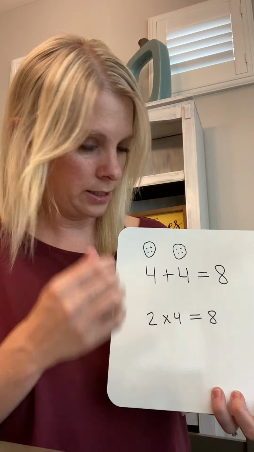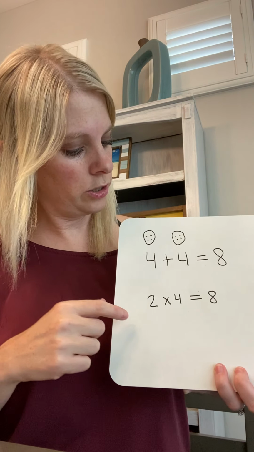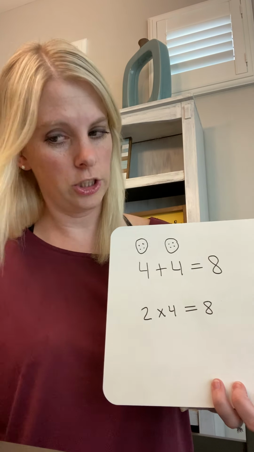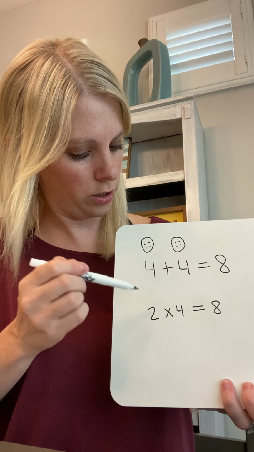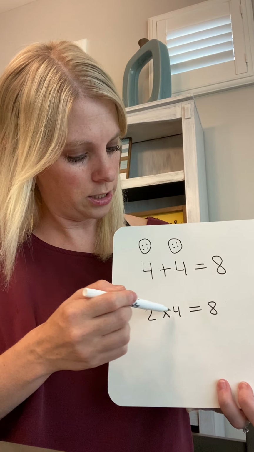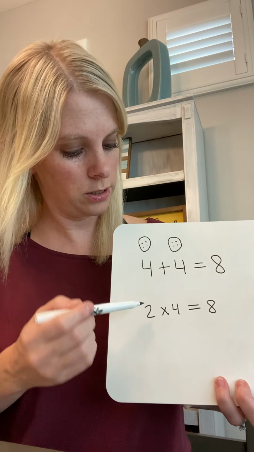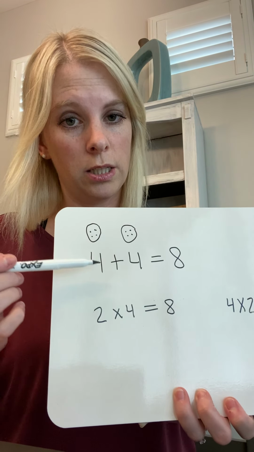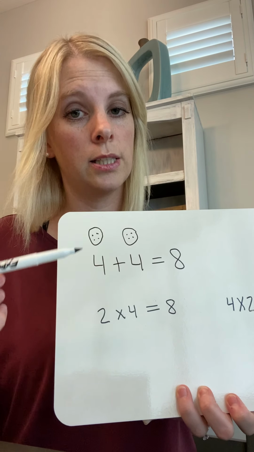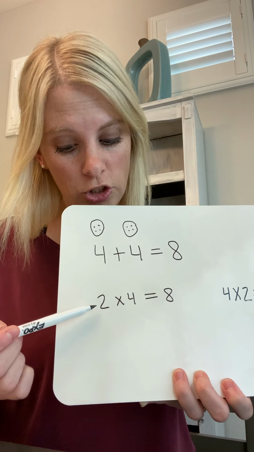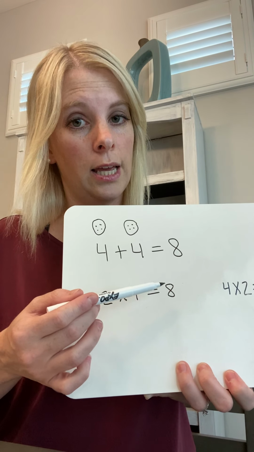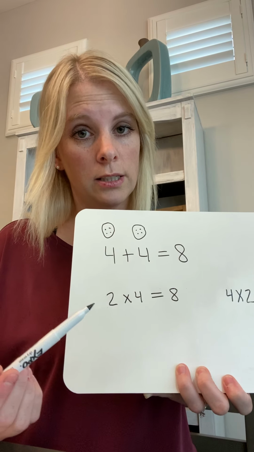I could say, well, in order to make that a multiplication problem, I could do 2 times how many chocolate chips are in there? Well, 1, 2, 3, 4. 2 cookies times 4, because they each have 4 chocolate chips. That is 8. So this addition problem, 4 plus 4 equals 8, is the same if we turn it into multiplication as 2 times 4 equals 8. And that is what we are working on this week in math.